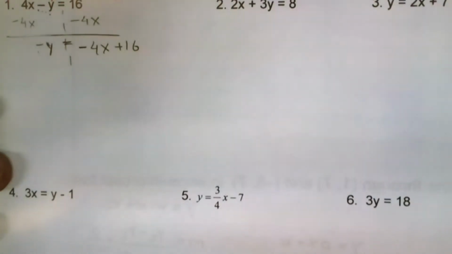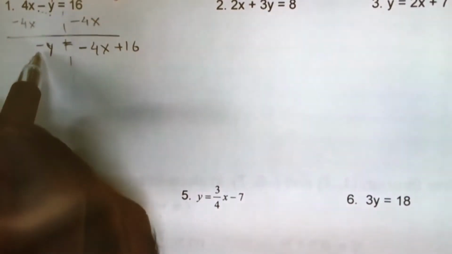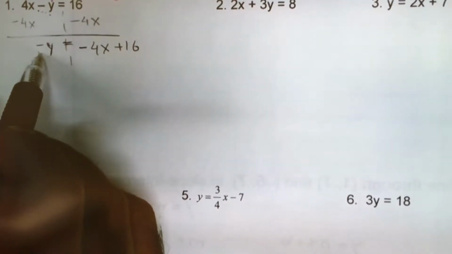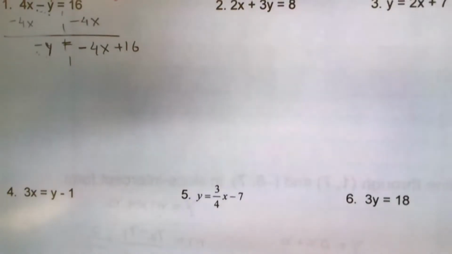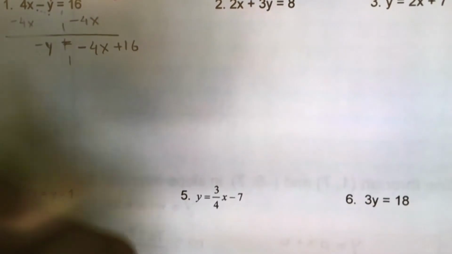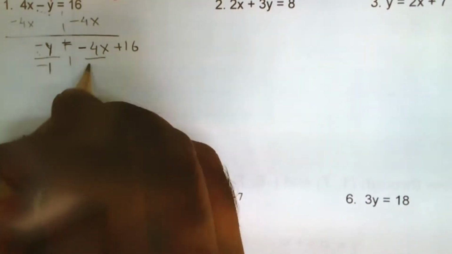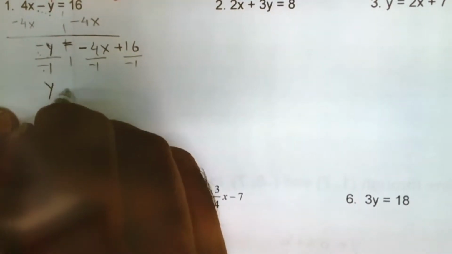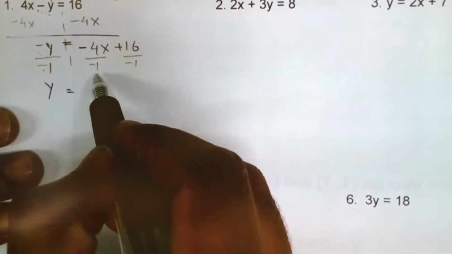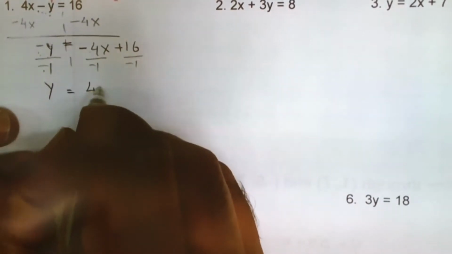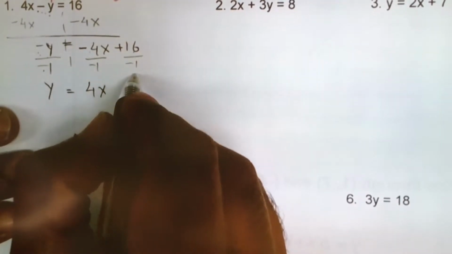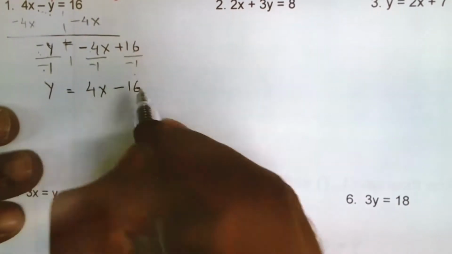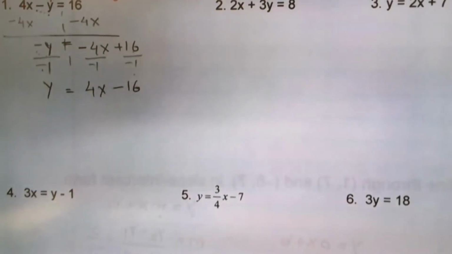16 is positive. So I have to remove the negative from the y. To remove the negative sign, either you need to multiply with -1 or divide with -1. So I'm going to divide with -1. So divide each and every term with the negative. So negative divided by negative is positive y is equal to -4 divided by -1 is 4x, and 16 divided by -1 is -16. So you can write y is equal to 4x minus 16.